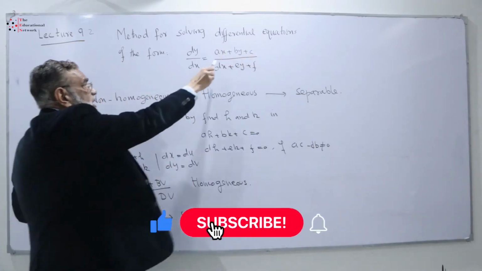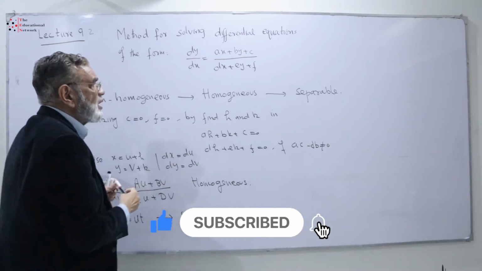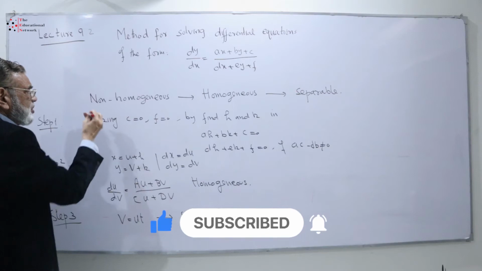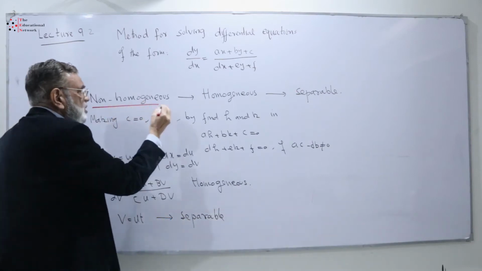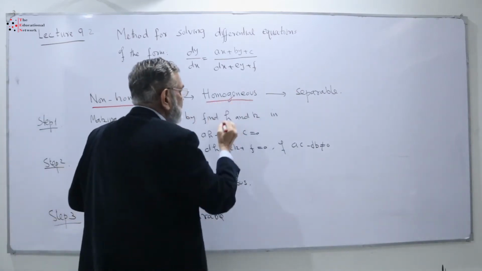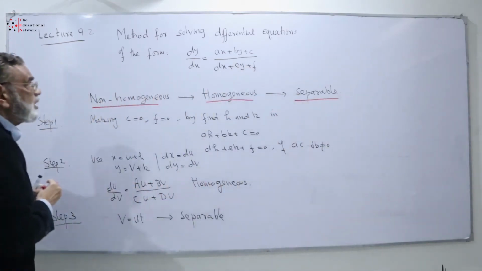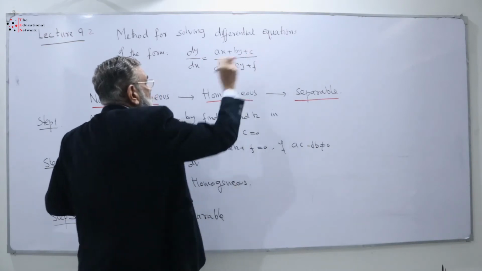So it means we can reduce this one to a homogeneous one, and then from the homogeneous we can make it separable. So we have a non-homogeneous differential equation. We change it to a homogeneous one by a certain substitution I will explain, and then we change it to a separable one. In this one we will try to make these two values equal to 0.